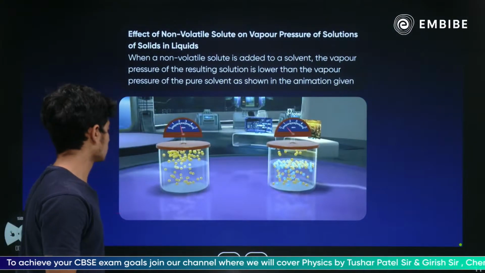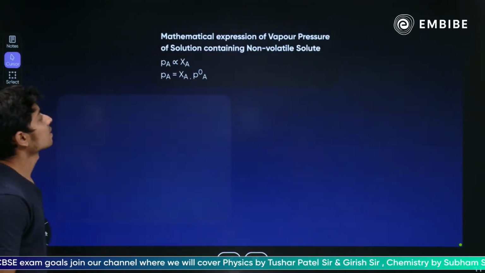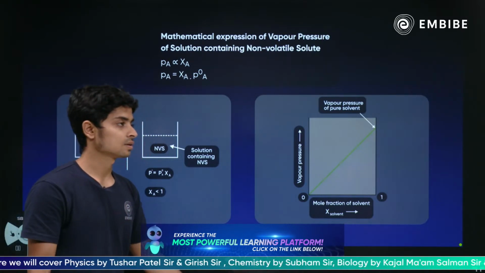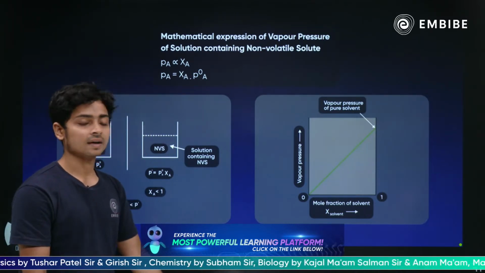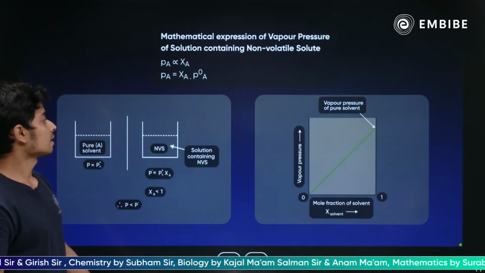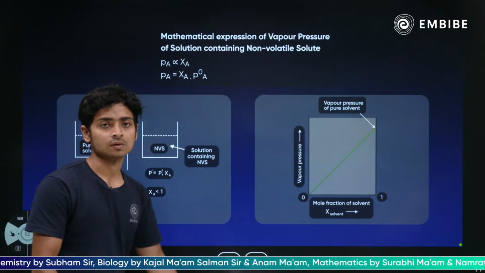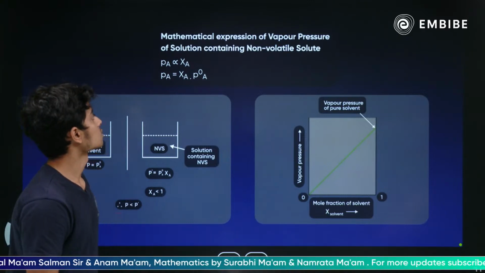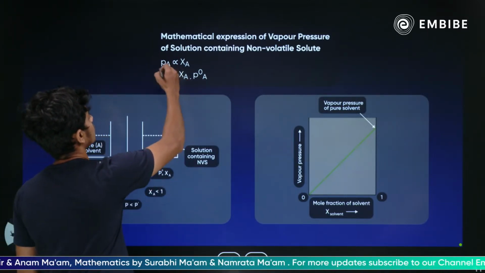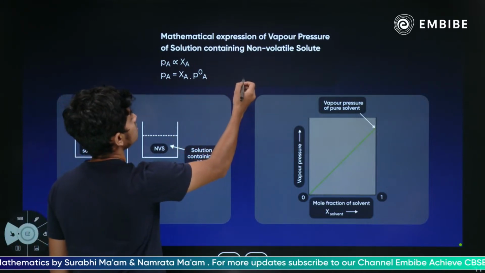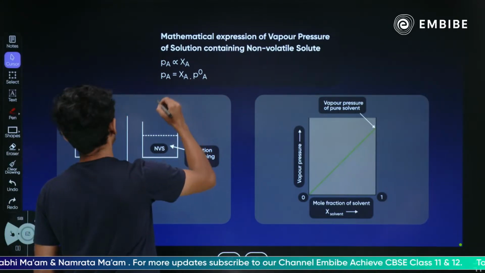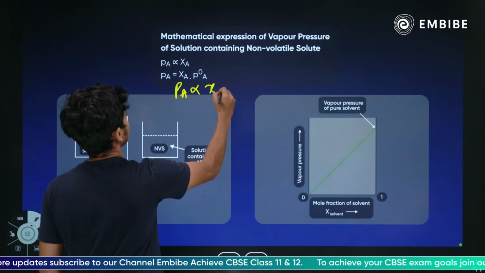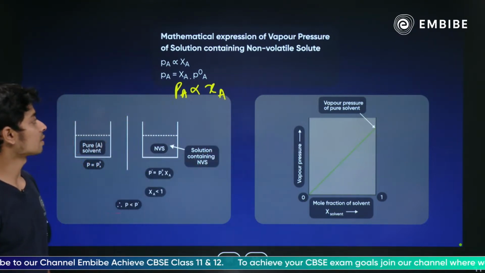So we will continue. Mathematical expression of vapor pressure of a solution containing a non-volatile solute. Again, a non-volatile solute like NaCl has a relatively higher boiling point; relative to the solvent, which has a lower boiling point, NaCl's boiling point is way higher than water's. So the vapor pressure of the solution, PA, is proportional to the mole fraction of the solvent, xi A.